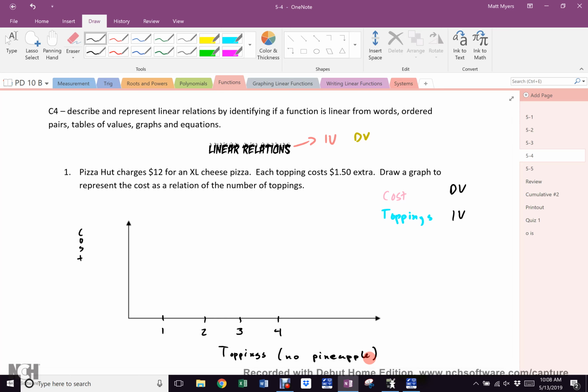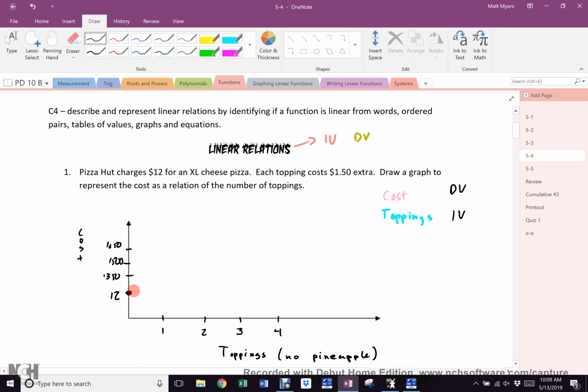Now, what is the cost of the pizza? 12. What is the next one? Obviously, it will be $13.50, then $15, then $16.50. Now, if I put 0 toppings on the pizza, how much does the pizza cost? $12. So open or closed dot there? Closed, because if I put no toppings, I am paying $12, yes?